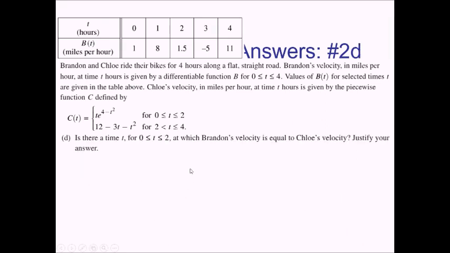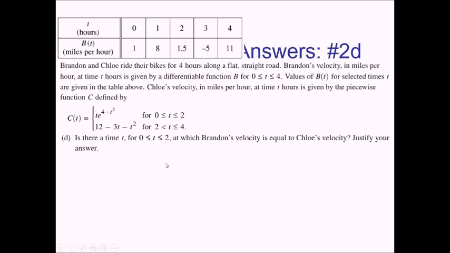For this last part of the problem, we want to know if there's a time between 0 and 2 at which Brandon's velocity is equal to Chloe's velocity. So the key to this one is recognizing that we'll know these velocities are equal if we take one velocity and subtract the other velocity and we end up with a value of 0, because then we'll know we just subtracted something from itself. So that's really where I'm going with what I'm about to do here. So here's my setup for this.